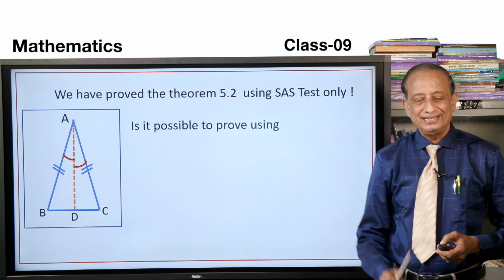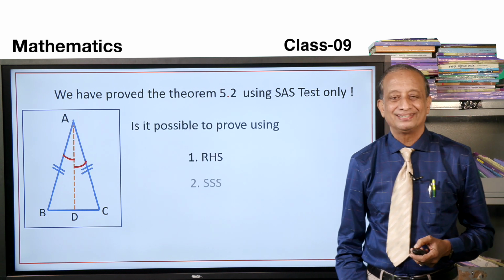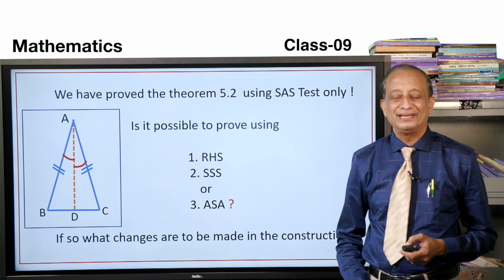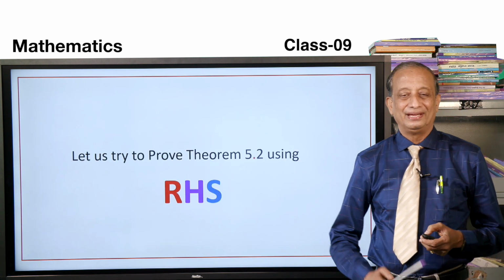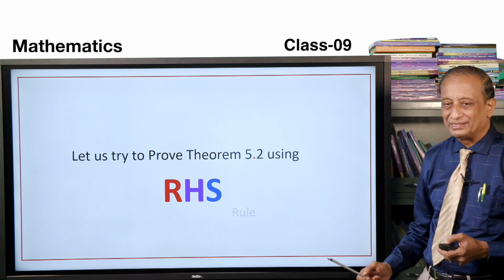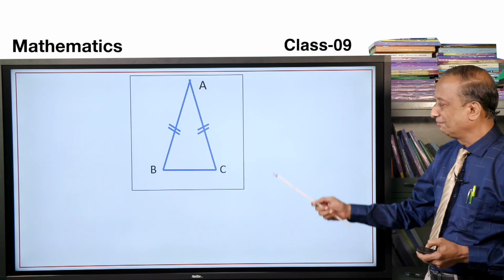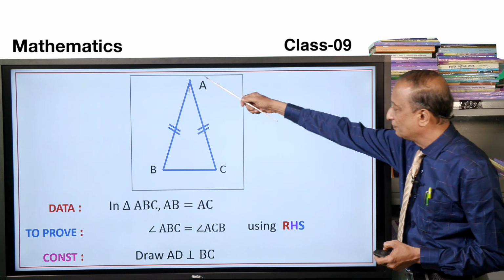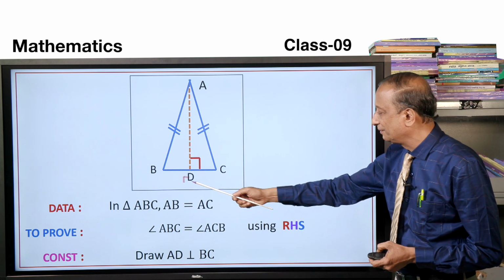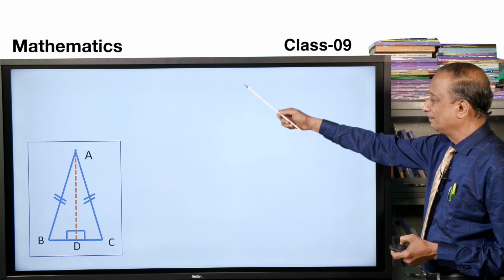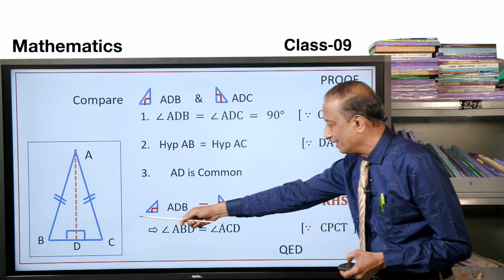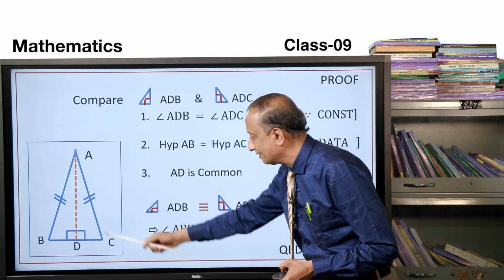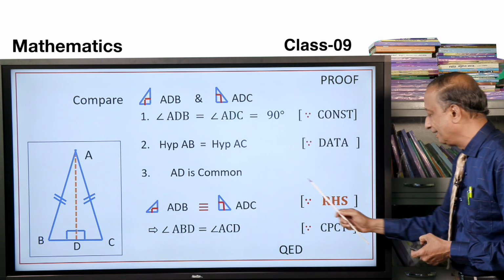This is the figure. Is it possible to prove using RHS or SSS or ASA? If so, what changes are to be made in our construction, children? Let us try to prove theorem 5.2 using RHS rule. So this is the figure, data to prove, and if you want to use RHS, the construction that you have to make is, we have to draw AD like this, perpendicular to BC. Once it is perpendicular, you can easily prove that these two triangles are congruent on account of right angle hypotenuse and a side are equal to right angle hypotenuse and a corresponding side. Therefore, they became congruent on account of RHS.